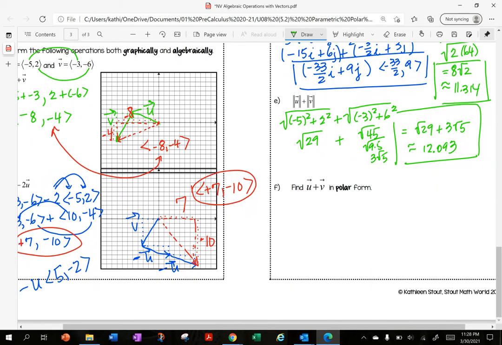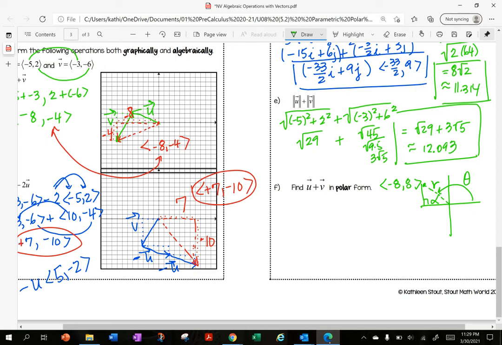Okay, next I want to find vector u plus v in polar form. We've already found that the resultant vector is -8, 8 from part A above. So looking at that, if I plot my point, -8, 8 is going to be something like this. So I want to solve, here's a reference angle, but I want to know what this angle here, theta, is, and r is here.